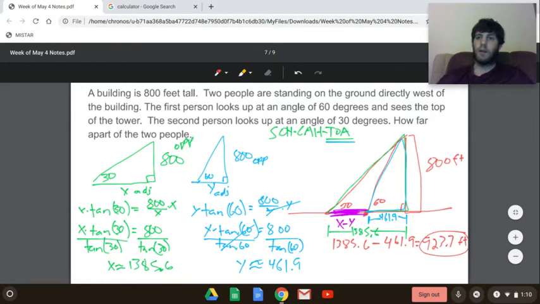All right, so you will have number one on the ILearn assignment. It is just like this with different numbers. The numbers are the only thing that are different.